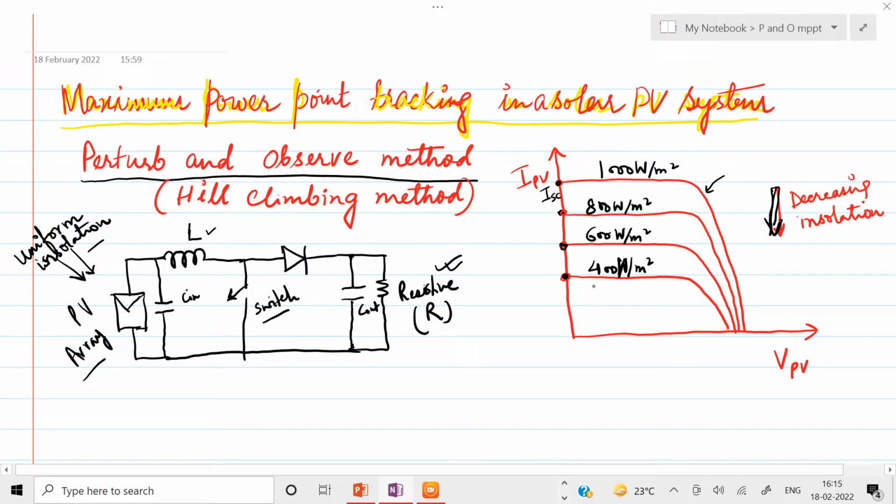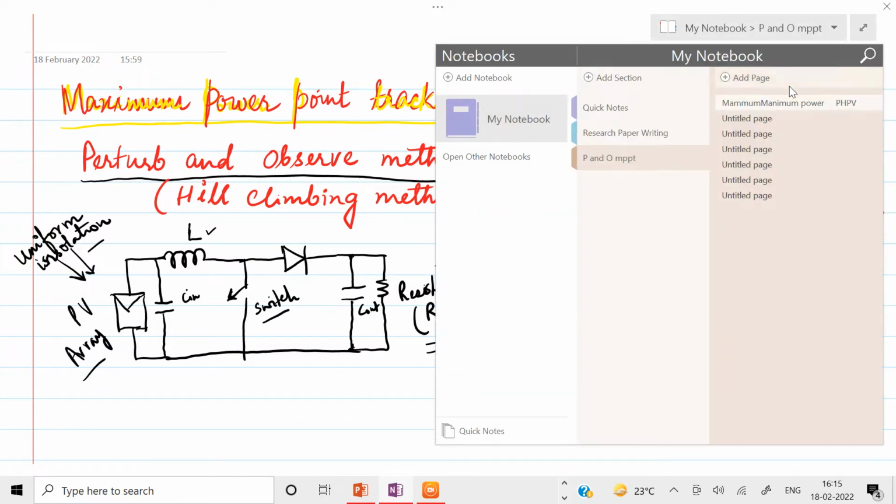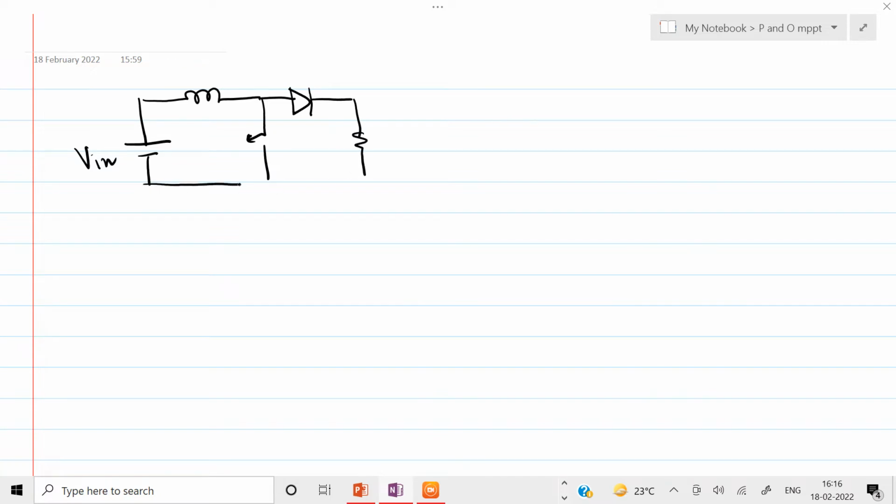Now let me start with a short analysis, and let me take a new page. Let us consider a DC to DC boost converter with a battery as an input. We have V in as an input, then we have this inductor, then a switch, and then a diode. It is followed by a load R.